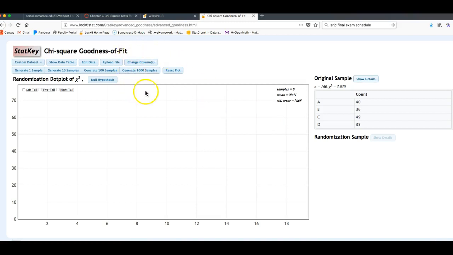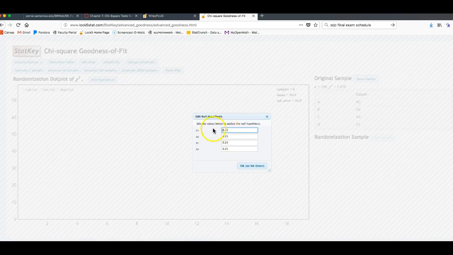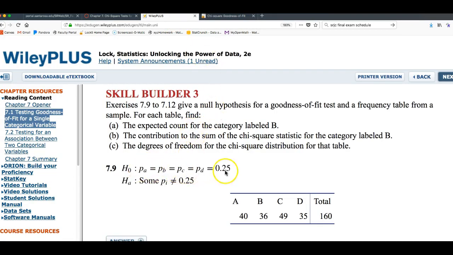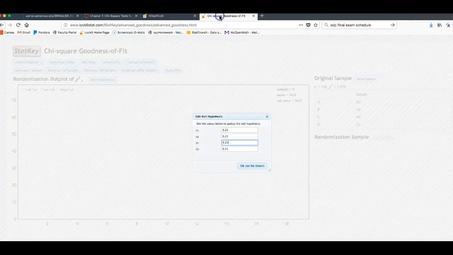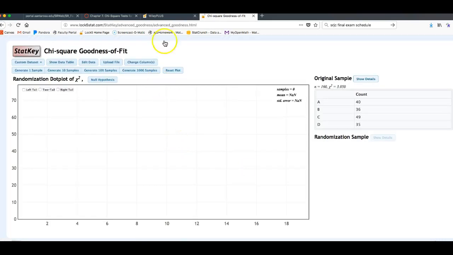One other thing you want to check, I forgot to do this, but click on the null hypothesis button. And since I had 4 variables, it's automatically going to make these equal. So if there were 5 categorical variables, it would be 0.2. But make sure to read the problem carefully. For goodness of fit, we could actually make these all different values if we wanted to. But in this example, we're assuming that they should all be equal to 0.25. So make sure the null hypothesis matches up with the null hypothesis in StatKey, then click OK.